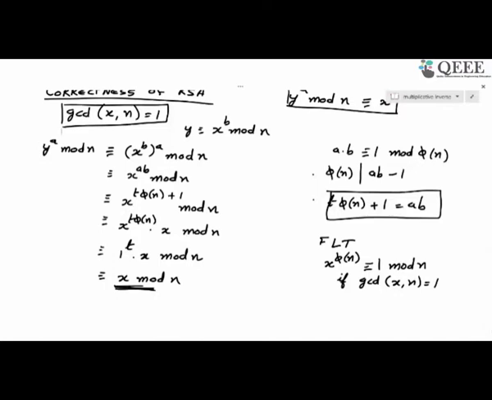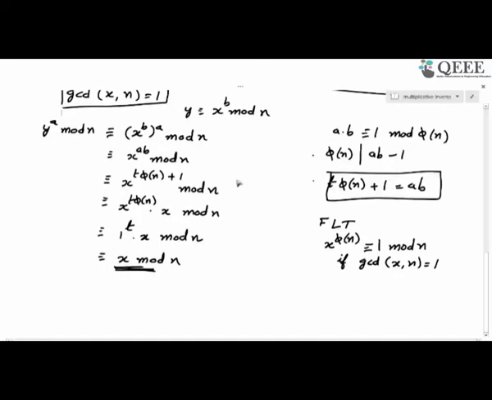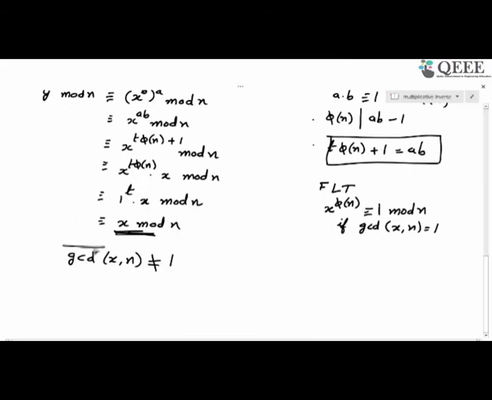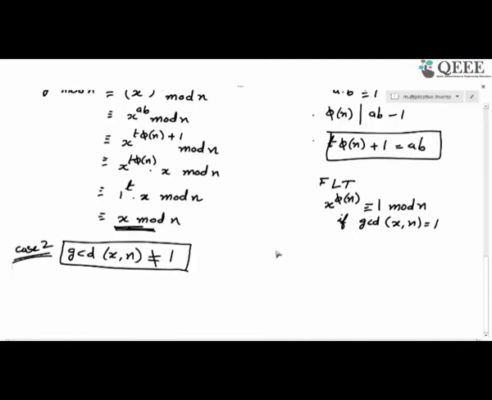Now let us relax this assumption. Let us consider the second case, where the GCD of x comma n is not equal to 1, and let us see if we can decrypt the message properly in this case also. So this is our second case. Here we will make use of the Chinese remainder theorem.